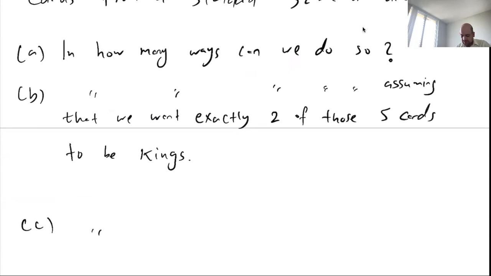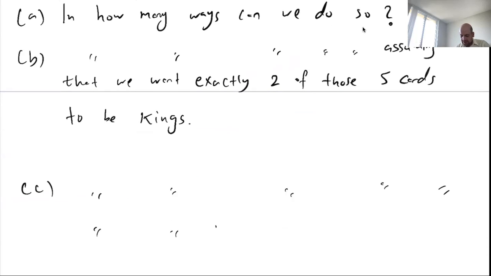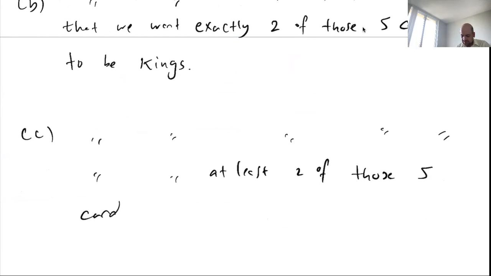And part C, in how many ways can we do so, assuming that we want at least 2 of those 5 cards to be kings.